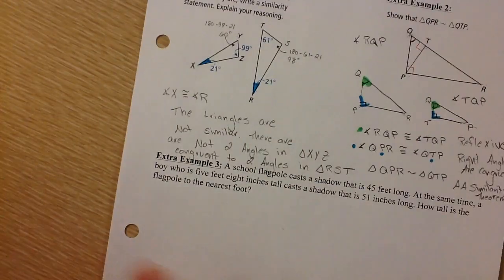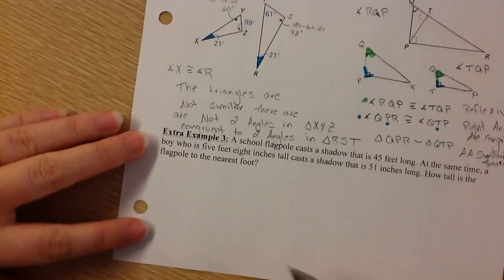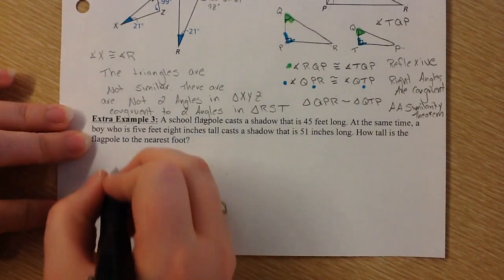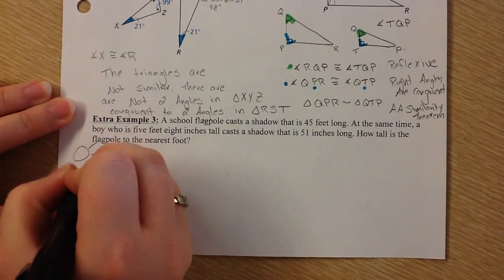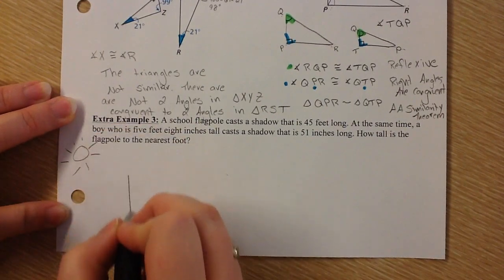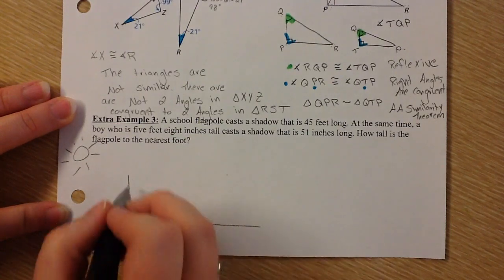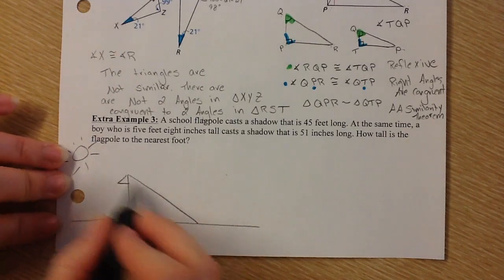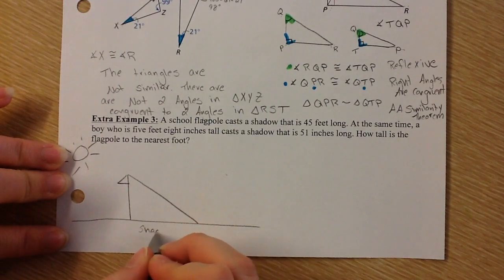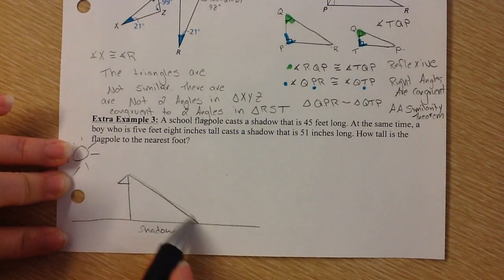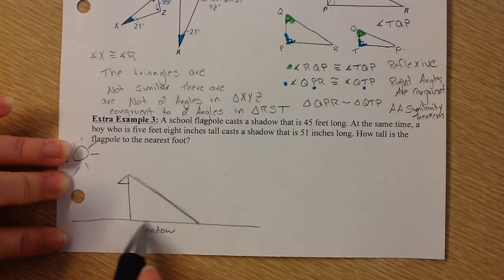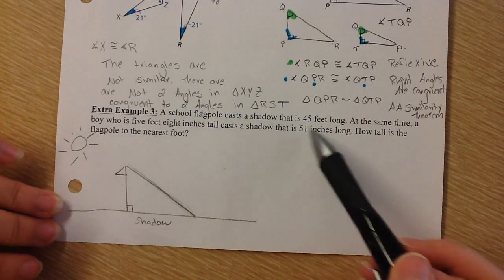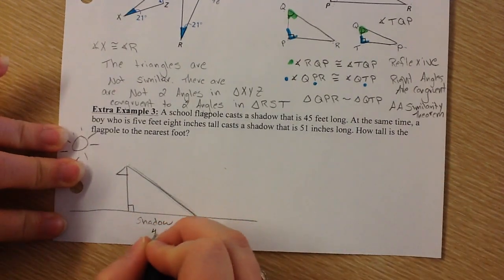All right, a school flagpole. A school flagpole casts a shadow that is 45 feet long. So here I have the sun up here shining down. I've got a flagpole, here's the ground. It's going to cast a shadow here because it's going to block the sun in this triangular manner. The flagpole is 90 degrees to the ground. So we know the shadow is 45 feet long.